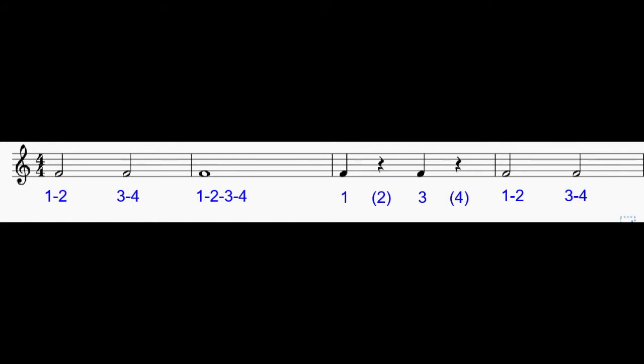Okay, so we're going to clap this whole line together. Are you ready? Okay, 1, 2, ready, go. 1, 2, 3, 4. 1, 2, 3, 4. 1, 2, 3, 4. 1, 2, 3, 4.